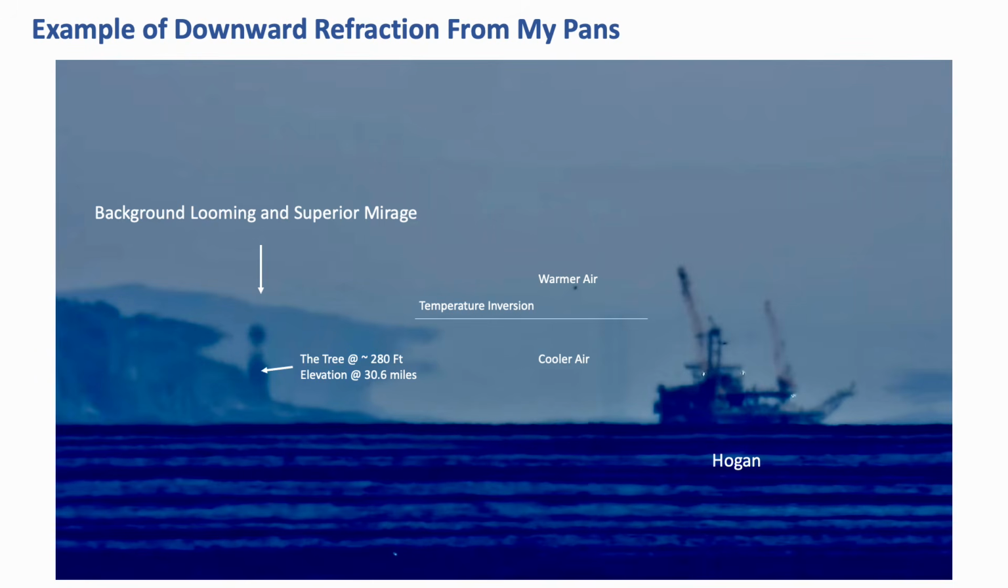And another example of downward refraction. In this case, we've got a tree that's being loomed upward and then a superior mirage above it. That's at 30.6 miles. The tree's at about 280 foot elevation. In some cases, I'm speculating there's a layer of warm air, then cooler, then warm air here, because you get what looks like stooping or sinking along the base of the rig here and even along the ridge.